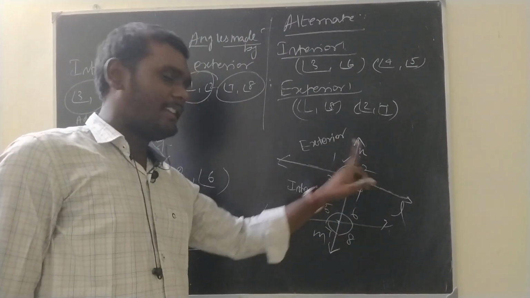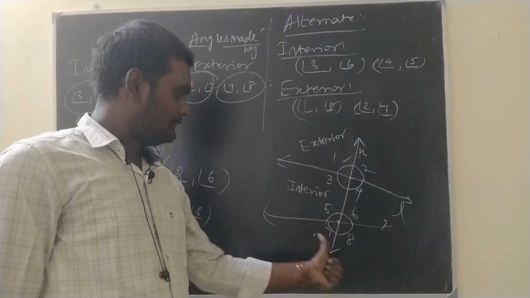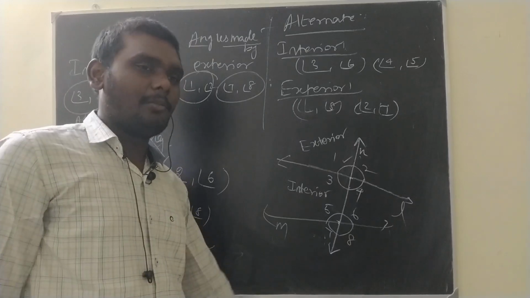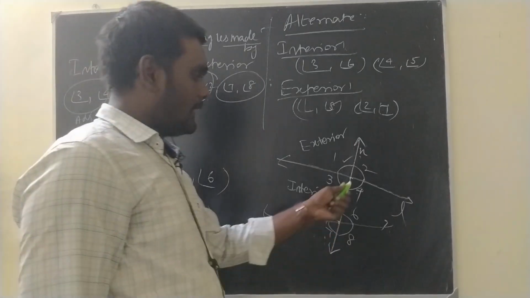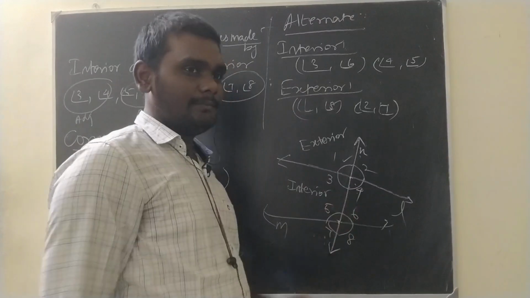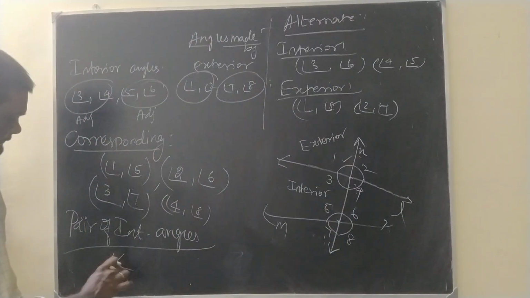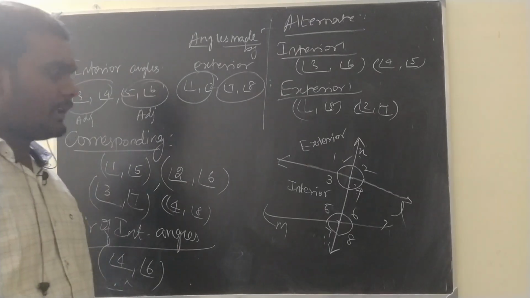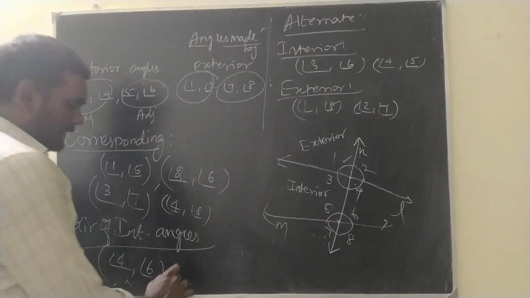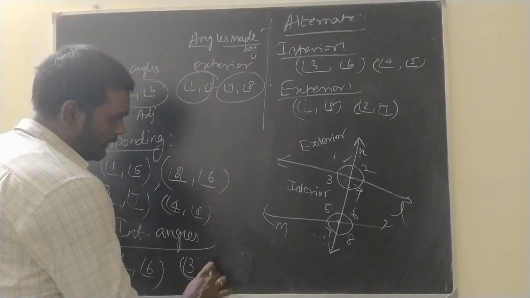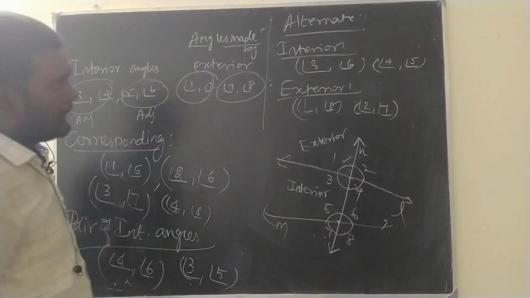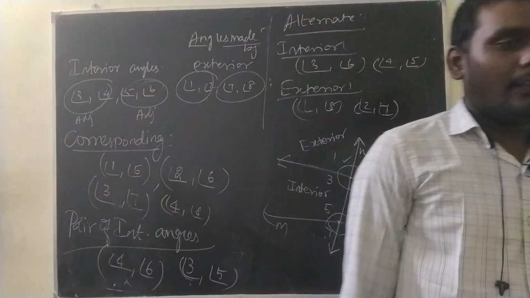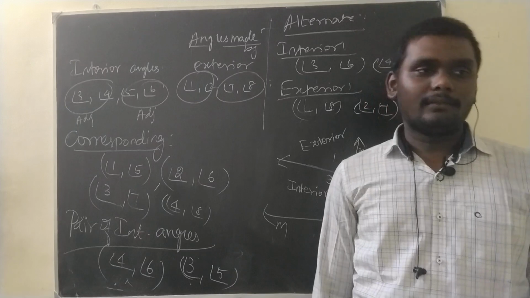This is L, this is M, that is N. N is the transversal. So angles on the same side of the transversal, that too interior angles. Same side means 4 and 6. Pair of angles on the same side of the transversal. And then the other pair we have is angle 3 and angle 5. These are the classifications of angles which are made by the transversal.